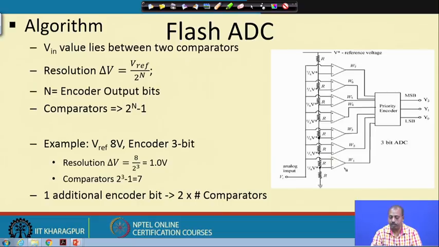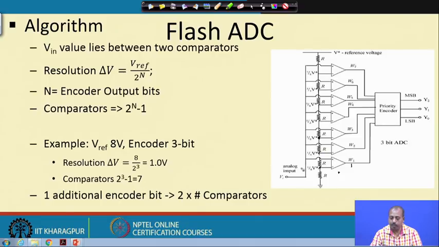This first comparator is for the LSB, and it will be doing a comparison. Depending upon the VI value that you have given, this comparator output may be 0 or 1, depending on whether the voltage is more than the voltage that we are getting here. So, if VI is greater than this 1/8 V star, then this bit will be set to 1.